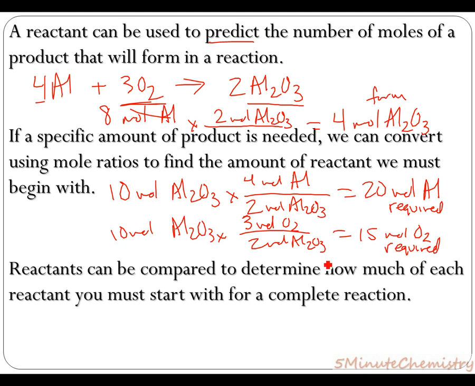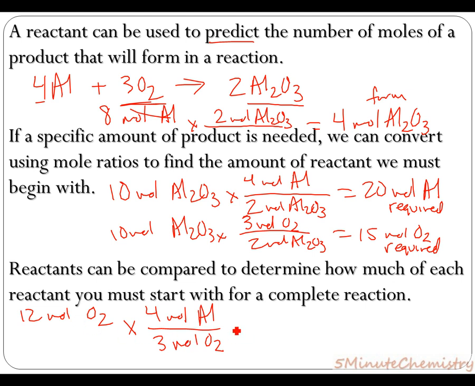So the last thing that we can do is compare relative amounts of reactants to each other, if we wanted to figure out how much of each reactant is necessary for a complete reaction. So I'll say that we're starting here with 12 moles of oxygen. What I'd like to do is figure out, in order for all 12 moles of oxygen to react, how many moles of aluminum must react. So I'm going to want to cancel moles of oxygen on the bottom, and according to the reaction, it is 3 moles of oxygen for every 4 moles of aluminum, my other reactant.